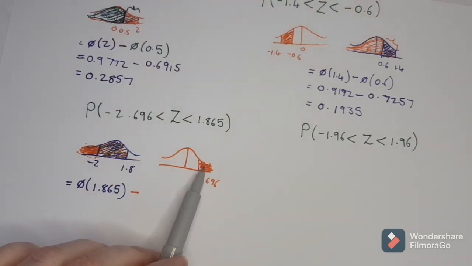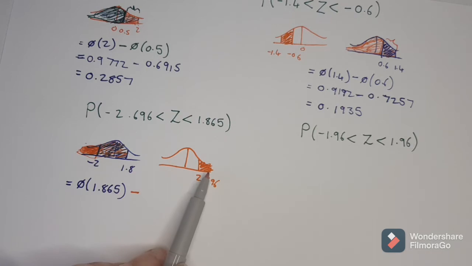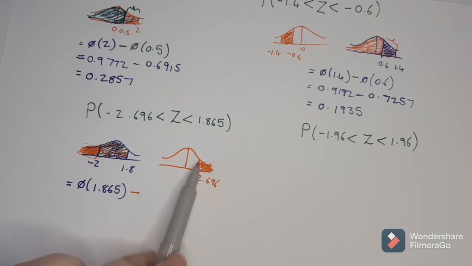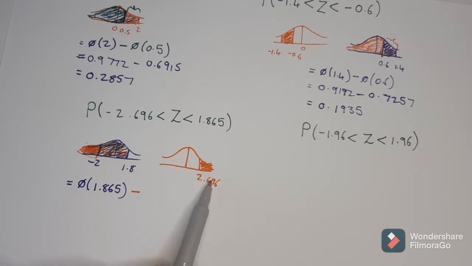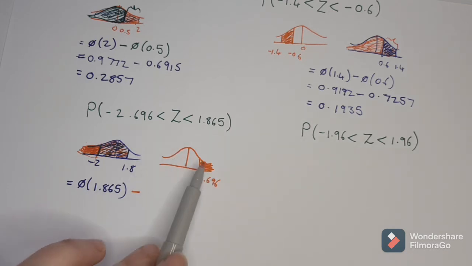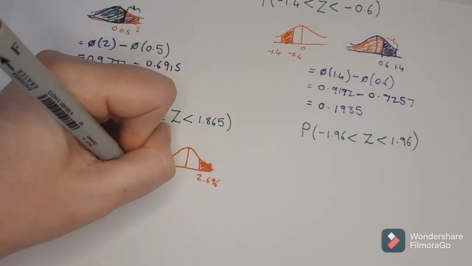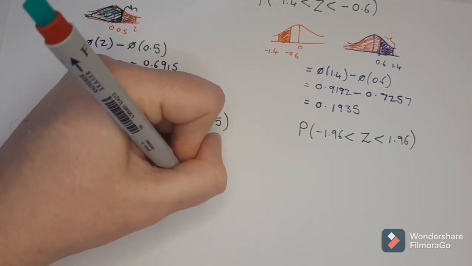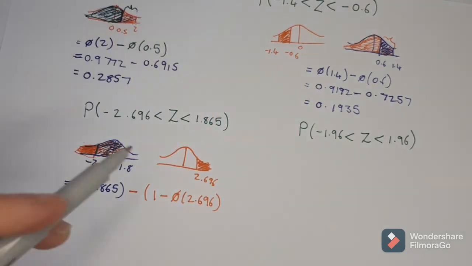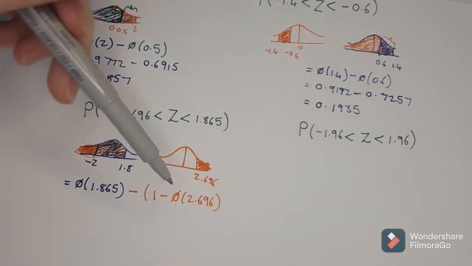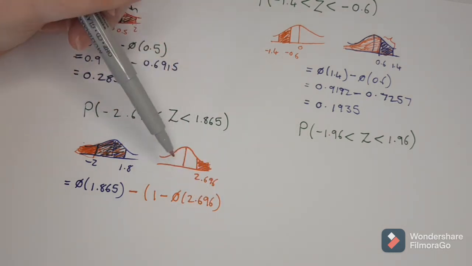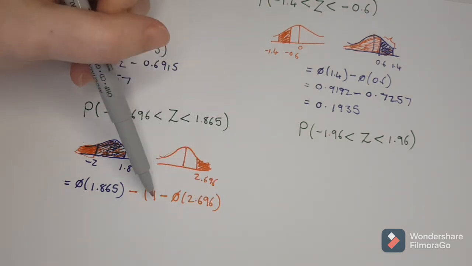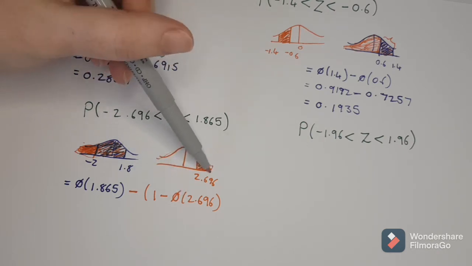And now this is on the positive side, but it's going to the right. So what we just said was, to get the area to the left from reading off that 2.696, to get just that area to the right, I would say 1 minus my value of 2.696. Because remember, this whole thing is 1, so 2.696 is going to give me everything to the left, so 1 minus it would give me just that area to the right.